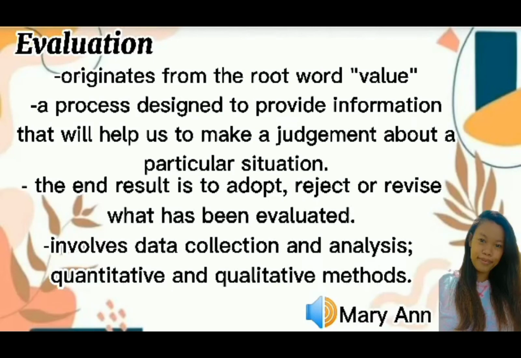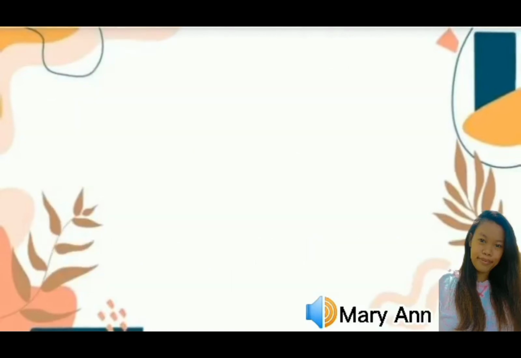It involves data collection and analysis, using quantitative and qualitative methods. So, the difference between qualitative and quantitative methods is that quantitative is expressed as numbers, like units, prices, proportions, rates, or ratios, while qualitative is expressed as words.